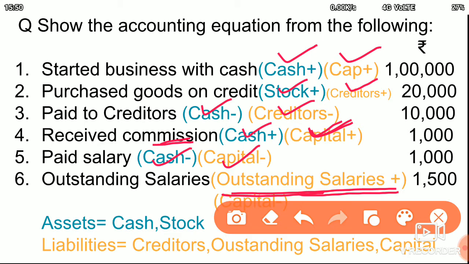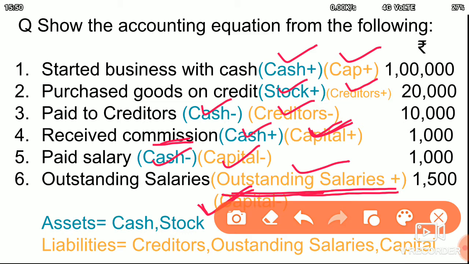So salary here, even if it is not paid, will be an expense for the year, so we will have to adjust this with the capital account. So the two accounts which will get affected here will be, one will be the outstanding salaries account and the other one is the salaries account. The salary account cannot be shown, so we have to adjust this with the capital by decreasing the capital.